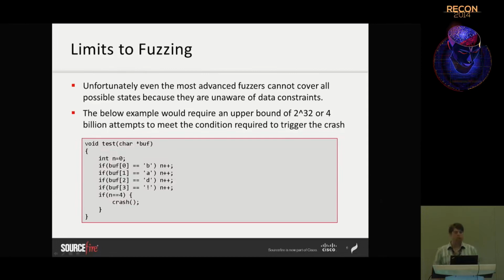So this is a canonical example that's used in the original white papers that came out from academia, where there's an exact 4-byte value that must be found to hit an error condition. Of course, we know that 32 bits would be 4 billion attempts to actually be able to reach this simple condition, and I'll be able to show you here in a little bit how easy it is for our tool to find this on the fly.